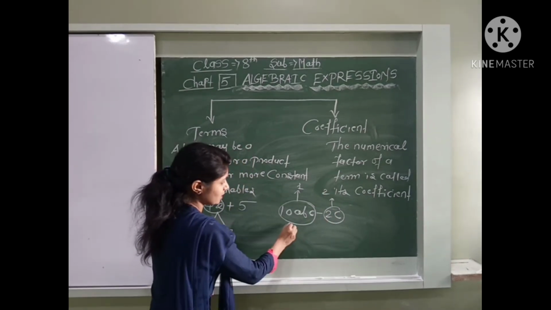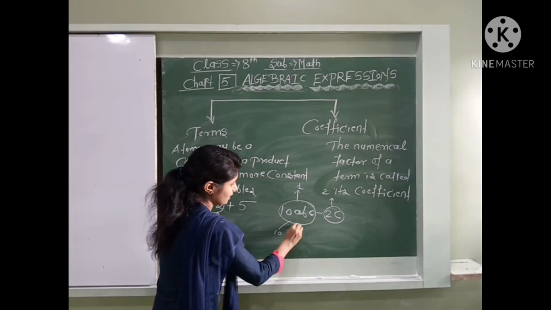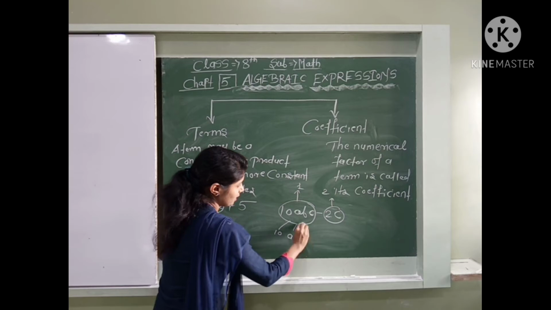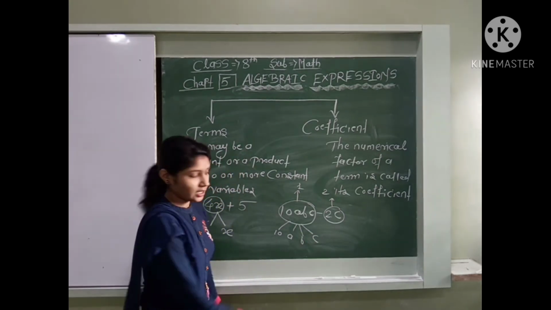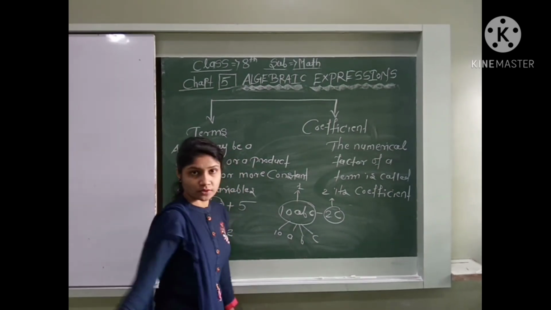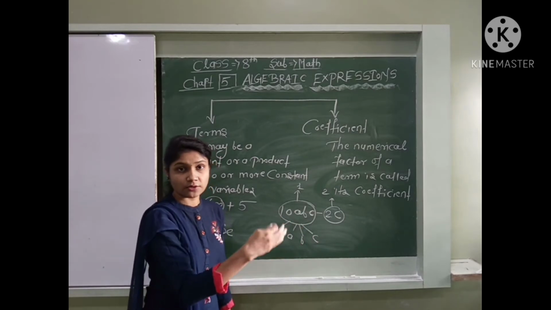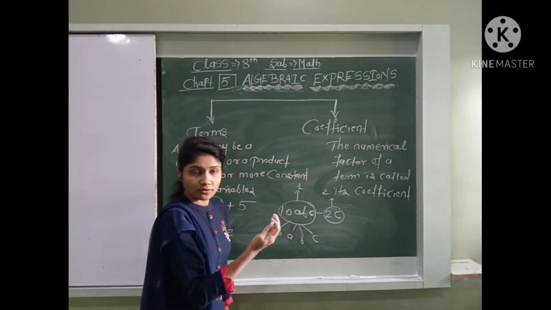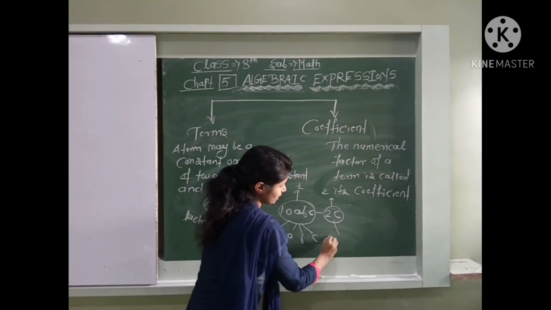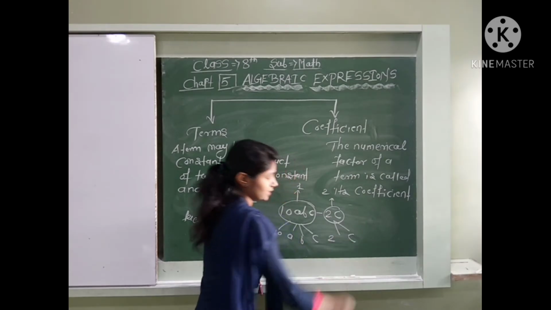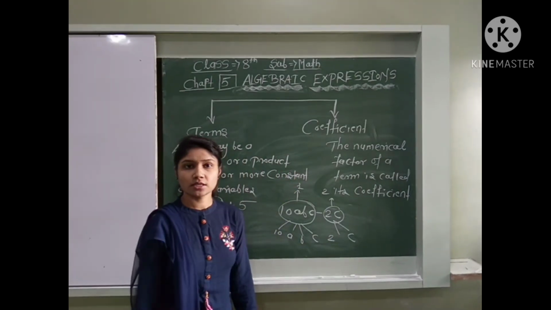Okay, this 10abc contains how many factors? 10, then a, then b, then c. How many factors? 1, 2, 3, 4. In these types we have to differentiate the constant and the variable, and each is called a factor. And the second term contains 2 and c, which are also the factors of the given term.